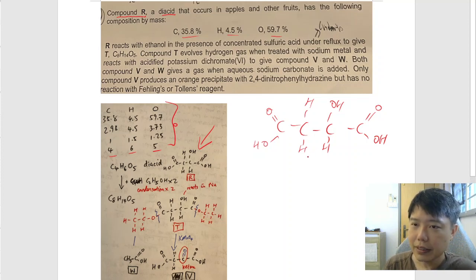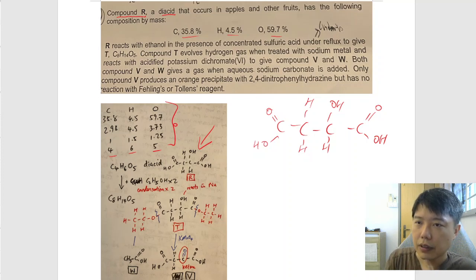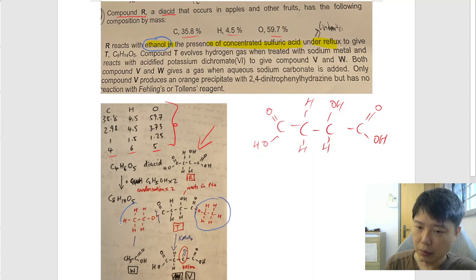And then after that, they say that R reacts with ethanol in the presence of concentrated sulfuric acid under reflux. So this tells me that it is very likely esterification, most likely 2 times, because you are esterifying it with 2 carbon ethanol. So I drew out the condensation product, adding ethanol on both ends to the carboxylic acid. So you get the ester linkage right here, and ester linkage here.